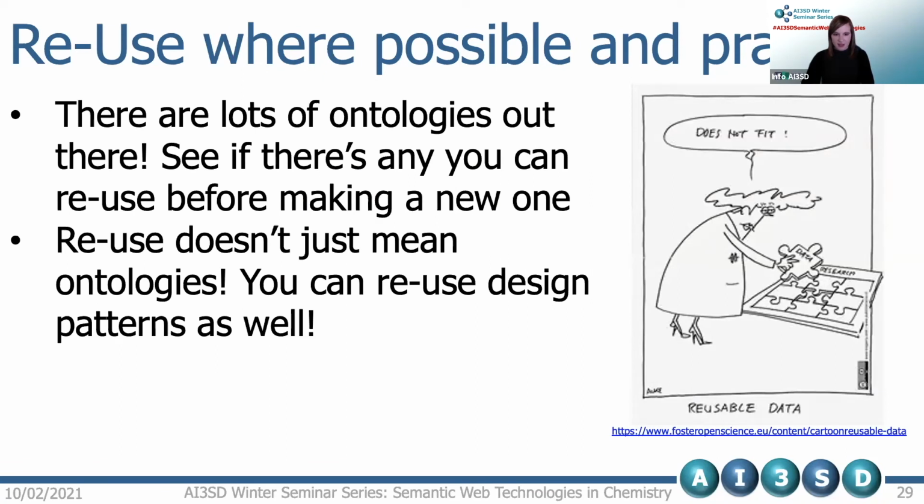The first lesson is reuse where possible and practical. There are lots of ontologies out there. Obviously, that doesn't necessarily mean that there will be one that covers what you are looking for, but it is worth checking to see if one does exist, or if one exists that partially covers what you want, in which case it's potentially worth making use of that and building on it. Or you could potentially use multiple ontologies depending on your use case. It's also worth noting that a lot of effort has gone into creating ontology design patterns, and it's worth familiarising yourself with these to see if they fit your criteria when you're creating your own ontologies.